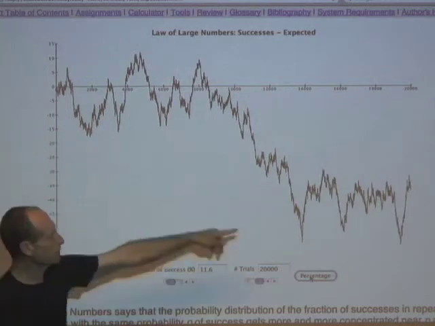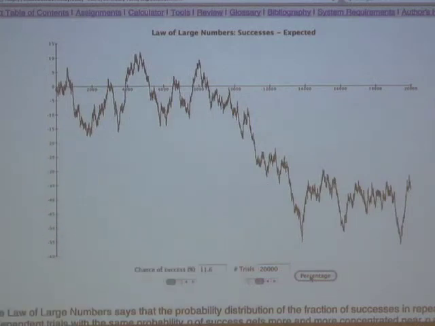This tends to actually grow the more trials you have. So the difference between the number of successes and the probability times the number of trials tends to get big. The difference between the fraction of successes and the probability of success tends to get small. Okay? How can those things simultaneously be true?